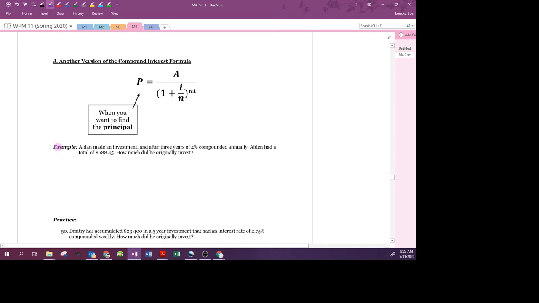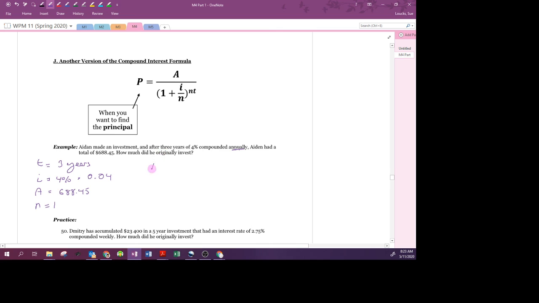So Aiden made an investment, and after 3 years, so our time is 3 years, of 4% compounded annually, so our interest is 4%, which is 0.04 as a decimal. He had a total, so that's the amount, of 688.45. How much did he originally invest? Oh, compounded annually. That means that our N is 1 because it was compounded one time a year.